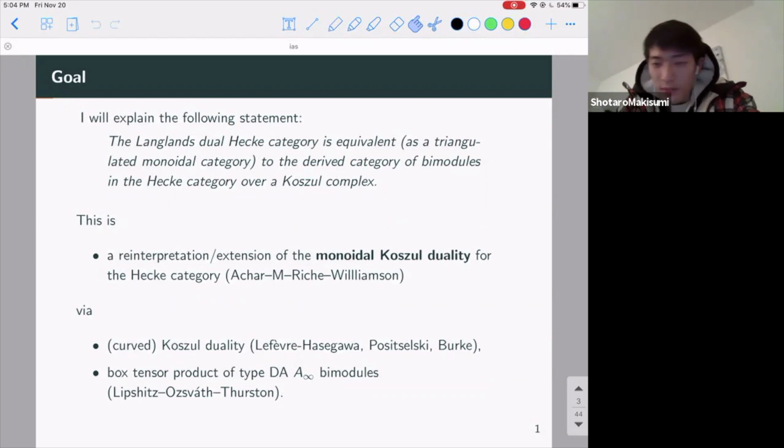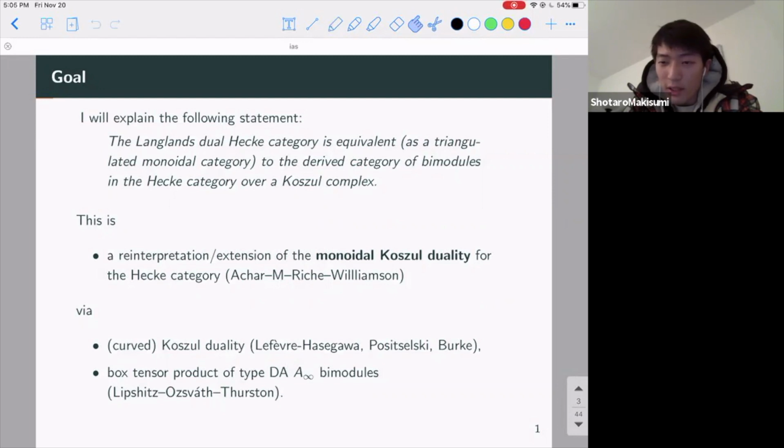So let's take, for example, a complex connected reductive group G, and let's also take its Langlands dual G check. Then associated to each one, you can define a monoidal triangulated category called a Hecke category. And my main statement is a kind of Langlands reconstruction for the Hecke category.